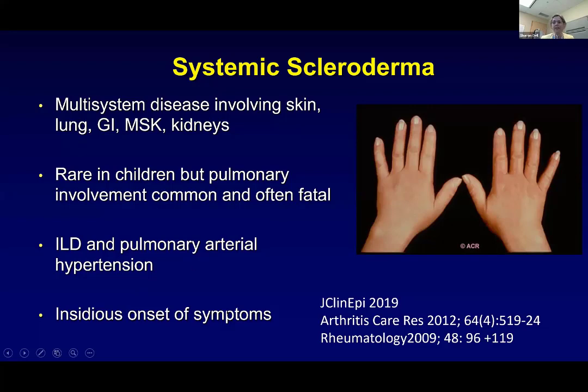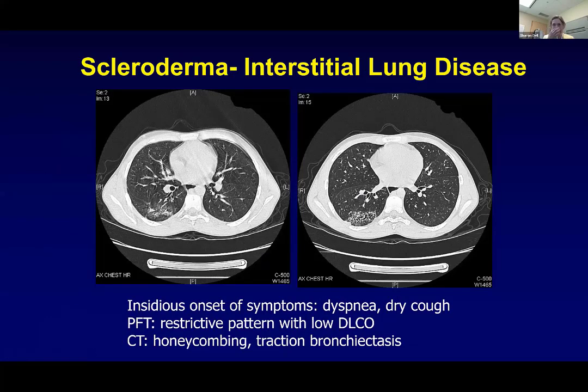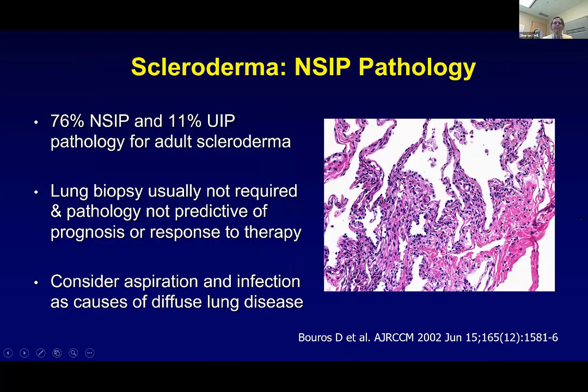And classically, there's a very insidious onset of symptoms with scleroderma interstitial lung disease. Usually they start with some dyspnea and dry cough. Often you will see CT changes before they have any symptoms, and you will see changes in pulmonary function tests with a restrictive pattern and a decreasing DLCO before they develop any symptoms. And they have this classic pattern of often having honeycombing, like you see here, and traction bronchiectasis, septal thickening, classic pattern.